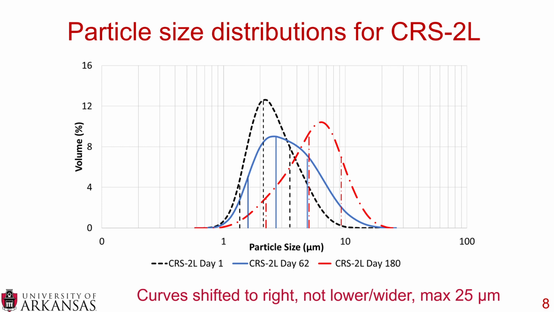And they don't look like they're really getting much wider either. The width tends to stay the same, but it tends to move to the right. So some different things going on here, but still of interest. And another thing of interest is the maximum particle size was approximately 25 microns for the -2L.